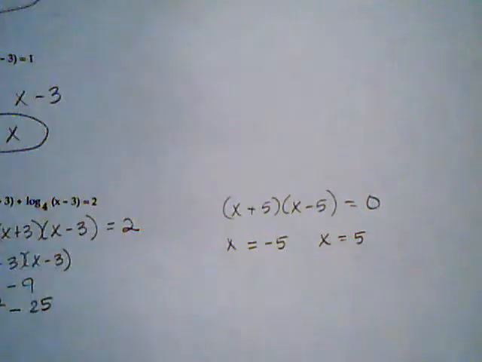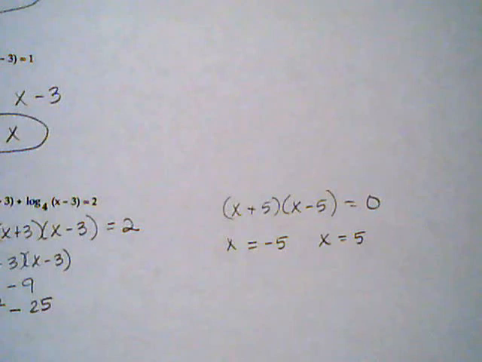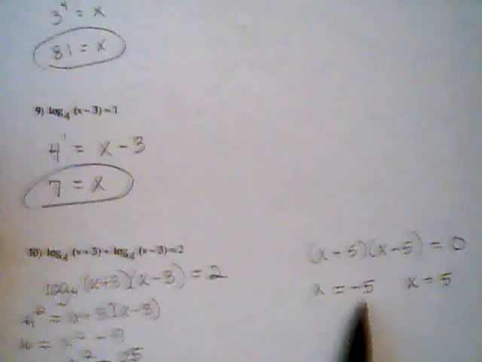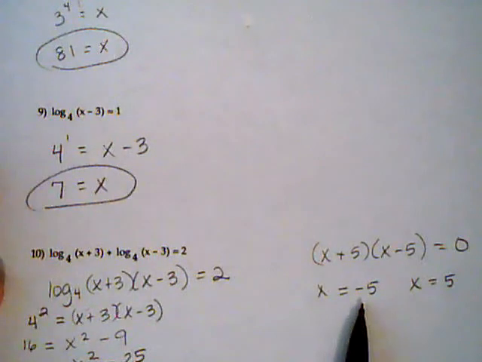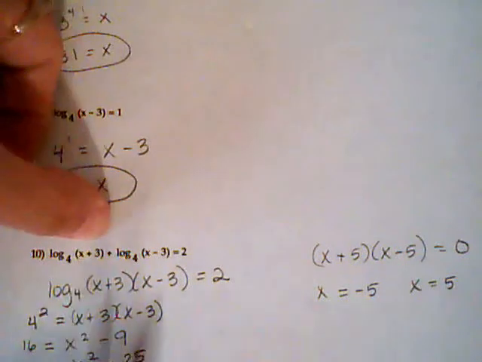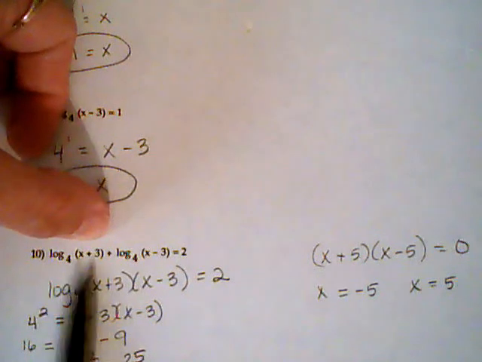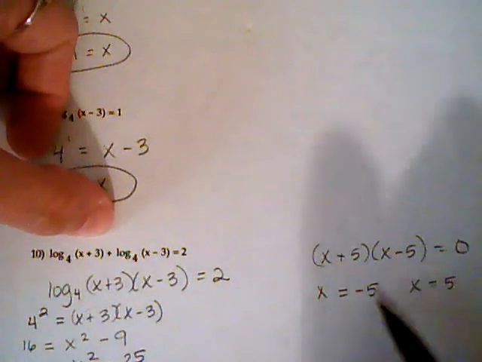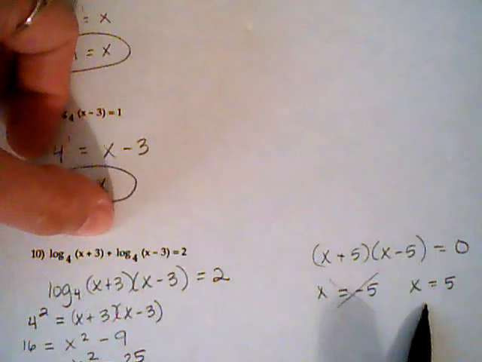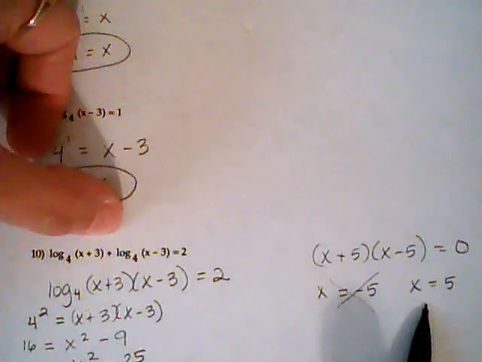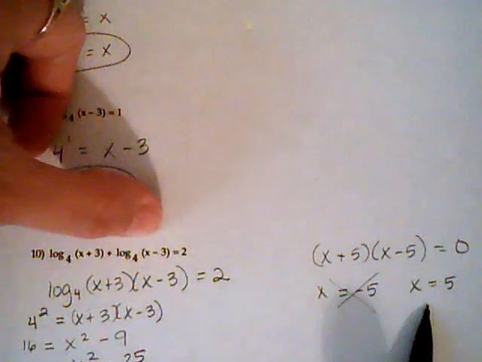Okay, let's go back and think about the domain for just a minute. It says reject any value that's not in the domain of the original expression. Well, if I go back and check these, what's going to happen if I plug in a negative 5 in the place of x? That's going to give me an argument that is negative, which we said in the beginning of this section cannot be negative. So I would reject the negative 5 and say that my solution is only x equals positive 5.